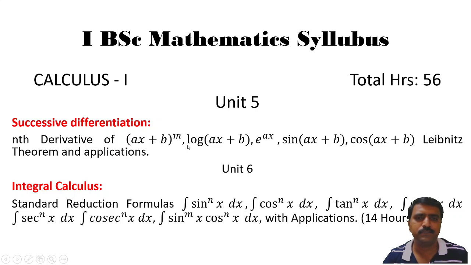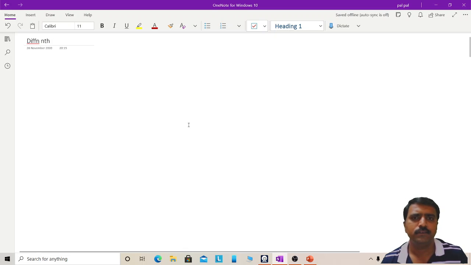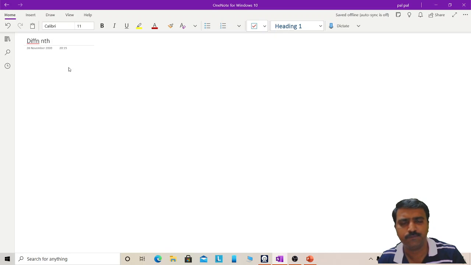This is your syllabus. In this class, I would like to discuss successive differentiation. What is the meaning of successive differentiation? That concept I discuss here. First I just want to remember some differentiation problems.